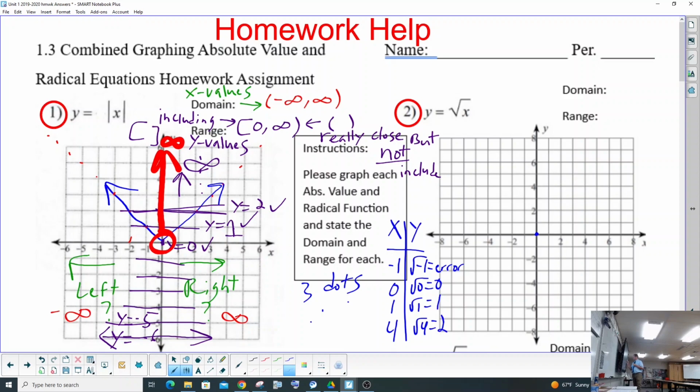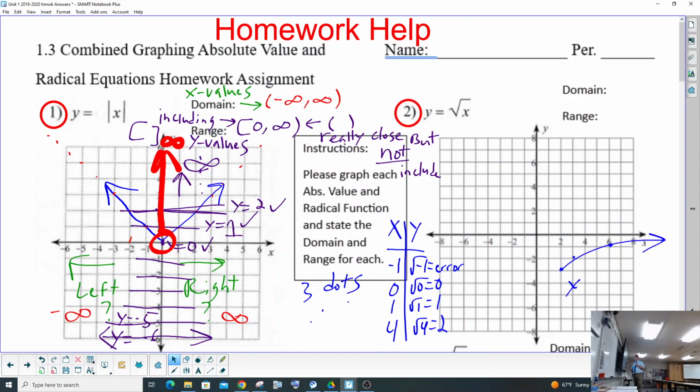So we go 0, 0, 1, over 1, up 1, and then over 4, up 2. And that's going to be our radical equation going up and to the right. Nice. That's not too bad, right? It's not too bad. So when you're shifting these around, like say +2, this means 1, 2, and then that's our new graph. Or maybe we want to go right 2 and down 3, right?